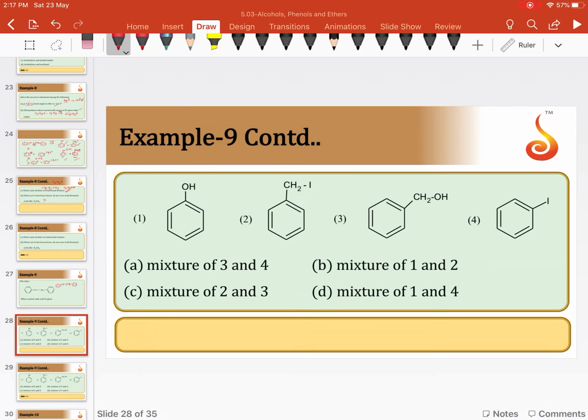Options given are 1 is phenol, 2 is benzyl iodide, 3 is benzyl alcohol and 4 is iodobenzene. So according to our equation, we will get option 1 and option 2, which means you will get phenol and benzyl iodide. So a mixture of 1 and 2 should be your answer.